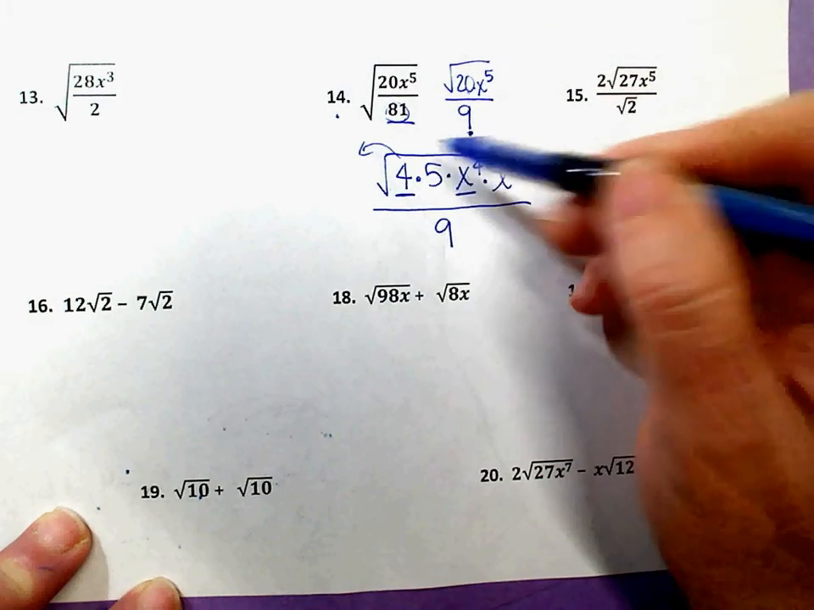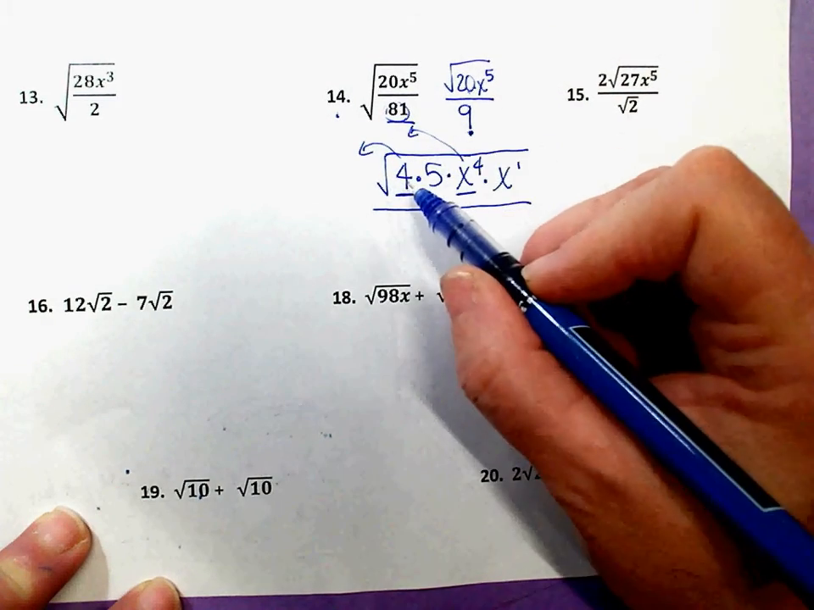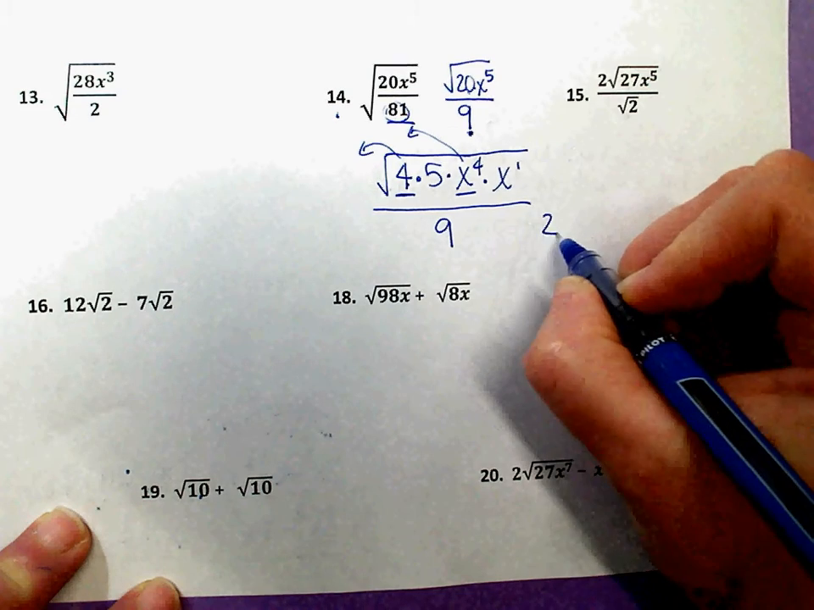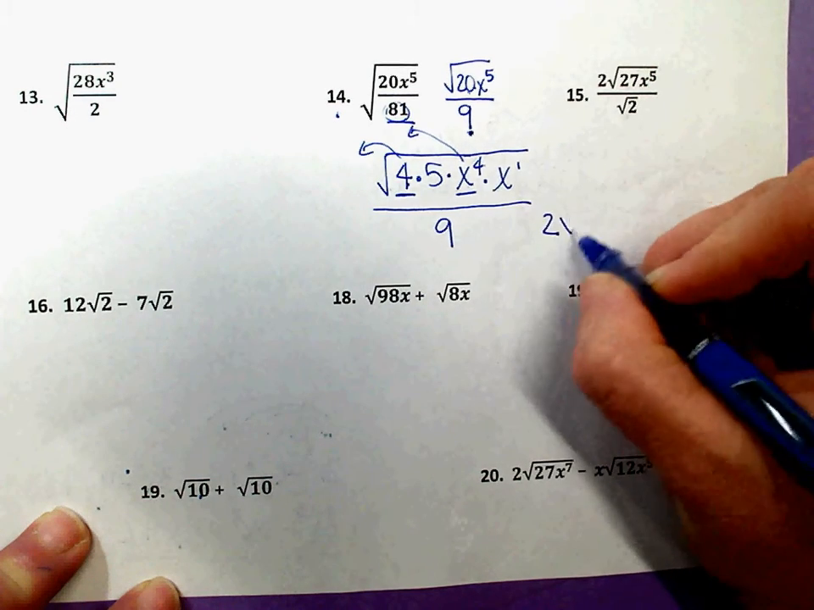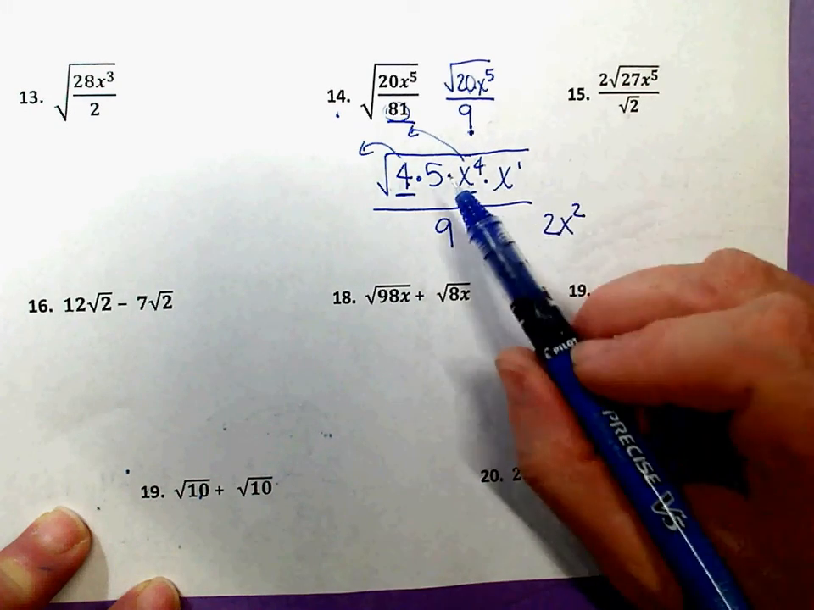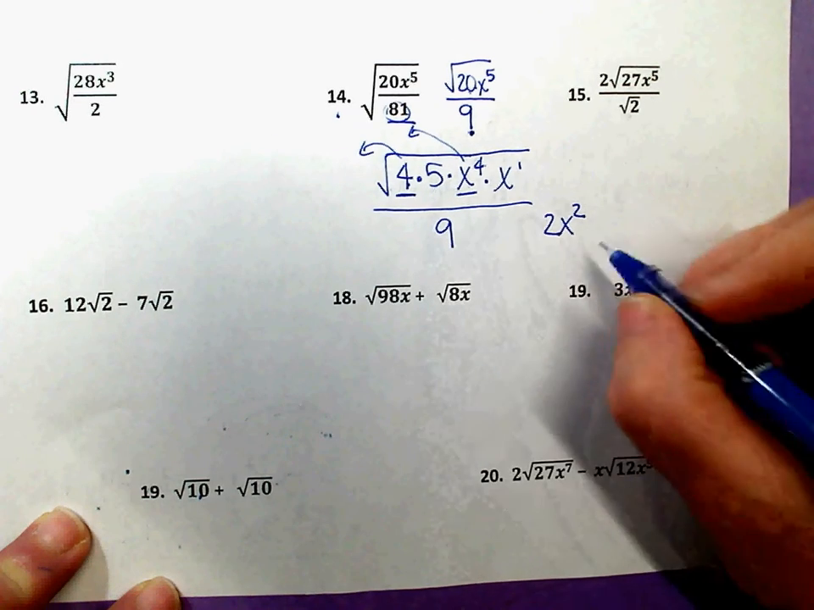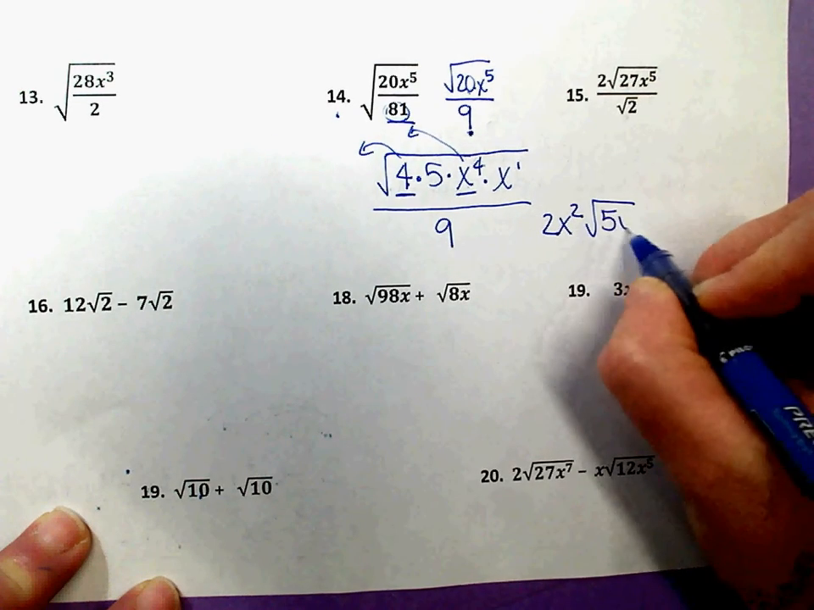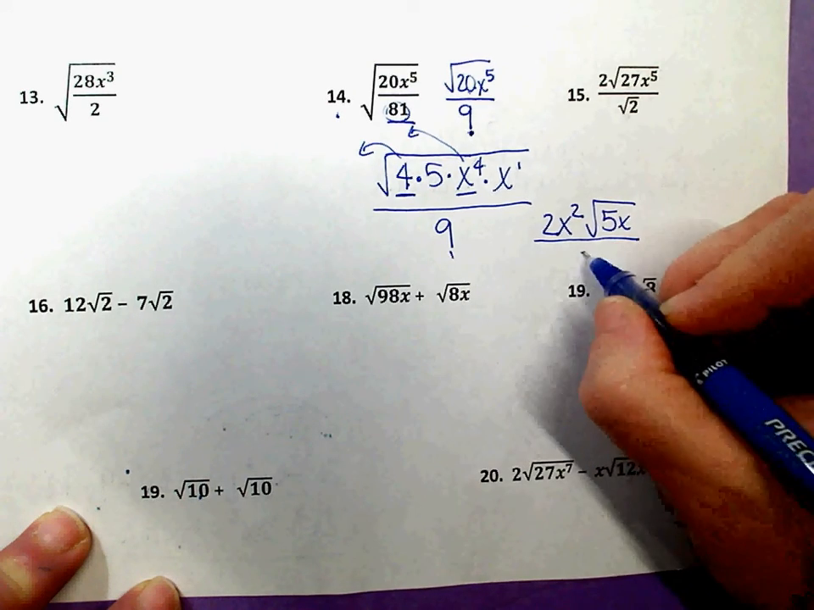When you move these out, the square root of 4 is 2. The square root of x to the 4th is x squared. On the inside, you still have this 5 and x, and on the bottom, you have a 9.